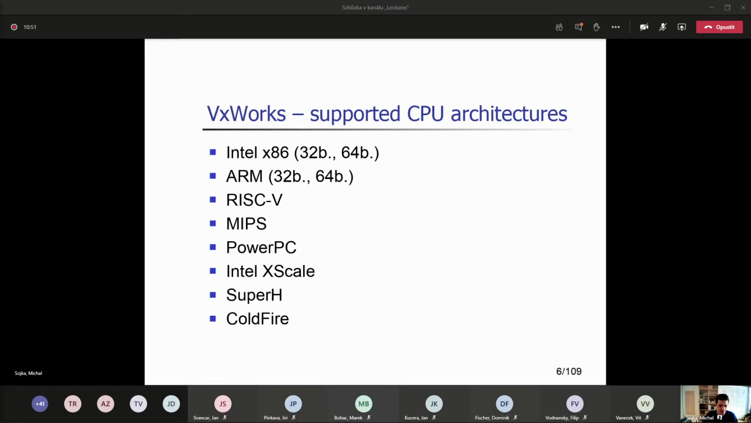And there is something. Somebody write something. Intel or x86 in general.